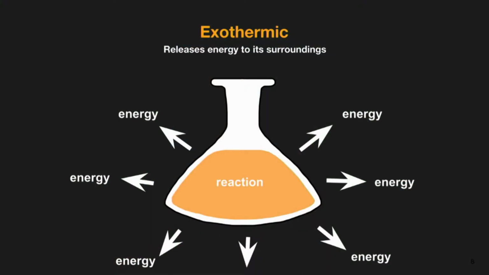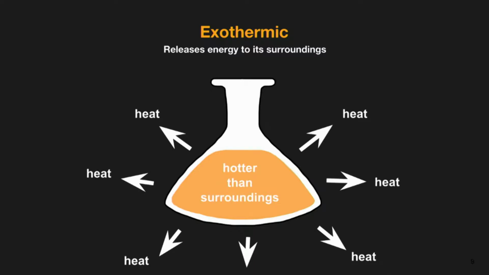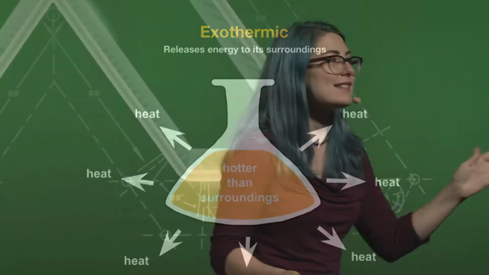And exothermic describes a process or reaction that releases energy from the system to its surroundings. So in this example, the reaction has become hotter than its surroundings, and it is radiating out heat. This is exothermic.